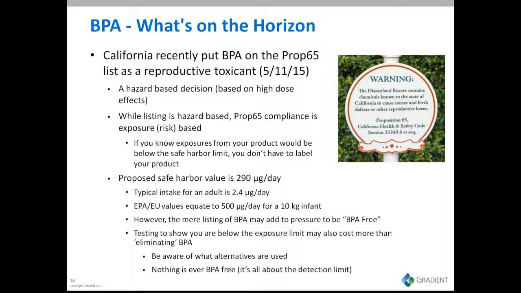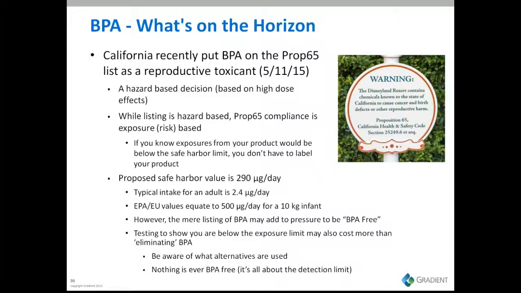But maybe more interestingly, recently, you may be aware, California put BPA on the Proposition 65 list as a reproductive toxicant. That was on May 11th of this year. And again, this was a purely hazard-based decision and was based on high-dose effects, not the low-dose effects that people are concerned about. So basically, California has said that at high doses, well beyond what people might be exposed to in ordinary day-to-day life, it can have effects, and so therefore, under Prop 65, we're going to list it.